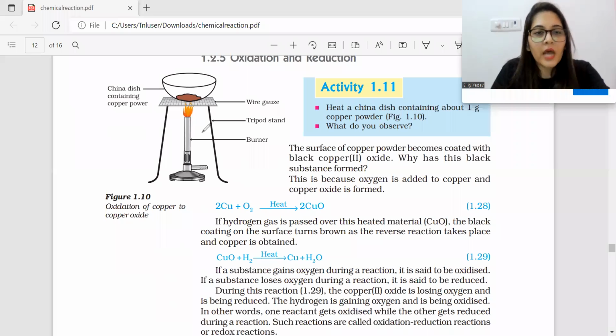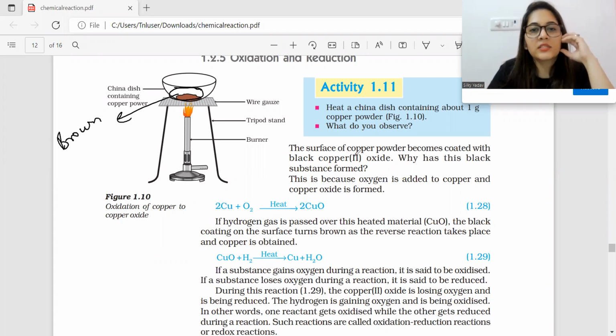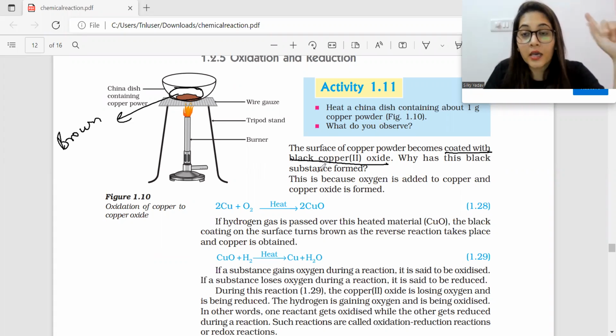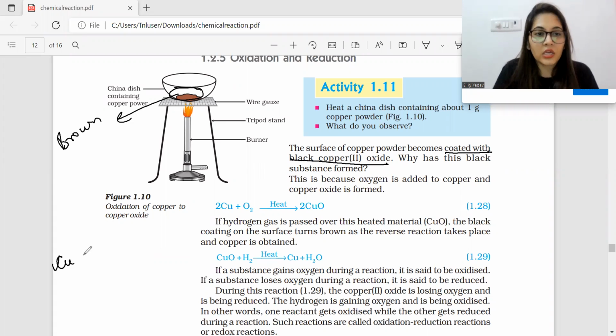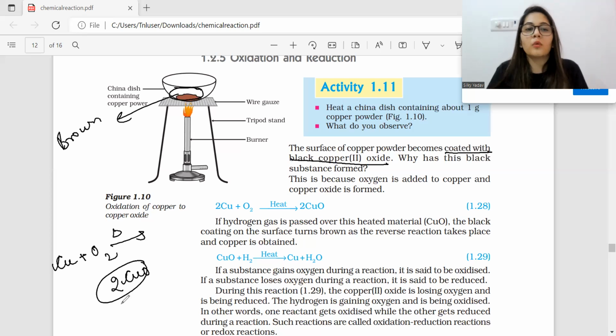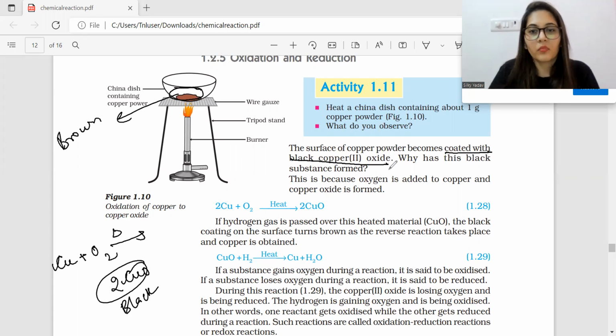Now let's see. See, we're having a Bunsen burner. By using that, and on the tripod stand, we have taken a china dish in which we have poured this copper powder. You all can see this copper powder is brown in color, right? Now, the surface of copper powder becomes coated with black copper oxide. Why? Because you're heating the copper powder in presence of oxygen, because oxygen is around there. So because copper you're heating in presence of oxygen, it will become CuO, that is copper oxide. And the color of this copper oxide is black.